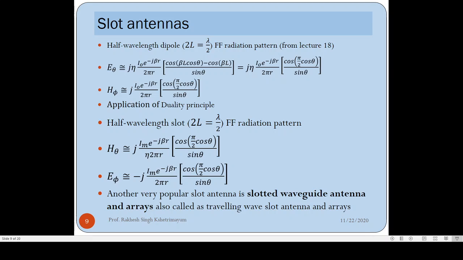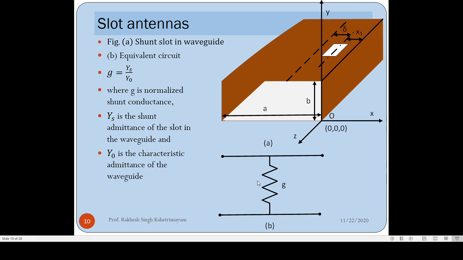There is another kind of slot antenna which is very popular, called the slotted waveguide antenna. Basically, on the waveguide wall, you have many slots, and from there you can form an antenna, and also an antenna array. Another name for the slotted waveguide antenna array is traveling wave slot antenna array. So this is actually a slot on a waveguide wall. This is a rectangular waveguide. Dimension is A along the x-axis, B along the y-axis. Now this is the central line of the waveguide.